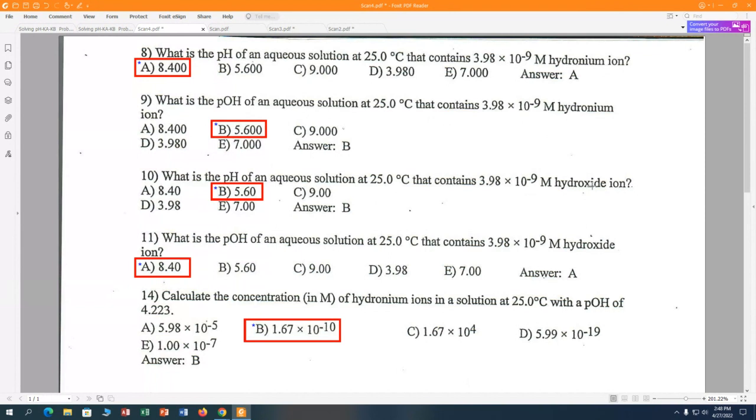You notice how subtle but significant the difference is, because you're saying, well, these are all the same problems. No, they're a little different. Next one, what is the pOH of an aqueous solution at 25 degrees centigrade that contains 3.98 times 10 to the minus 9 hydroxide? And then the last one, calculate the concentration of hydronium ions in a solution at 25 degrees centigrade with a pOH of 4.223. Okay, and they want concentration, so you're going to have to do a two-step.